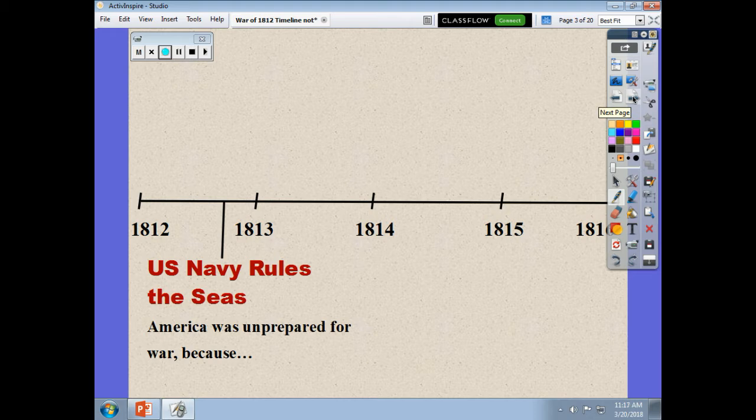So now here's our new subtopic. It says U.S. Navy rules the seas, and let's talk about why we're unprepared for war. If you remember, under Thomas Jefferson there was this emphasis on rebuilding the Navy. The emphasis on rebuilding the Navy was because Thomas Jefferson had to deal with the Barbary Coast pirates. Those Barbary Coast pirates were brought up in class because it causes this kind of conflict.